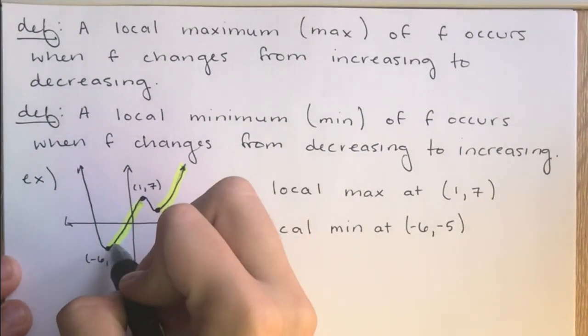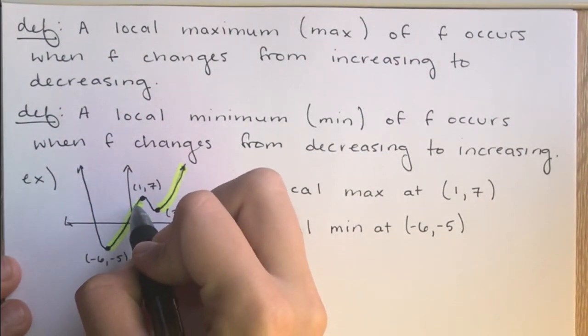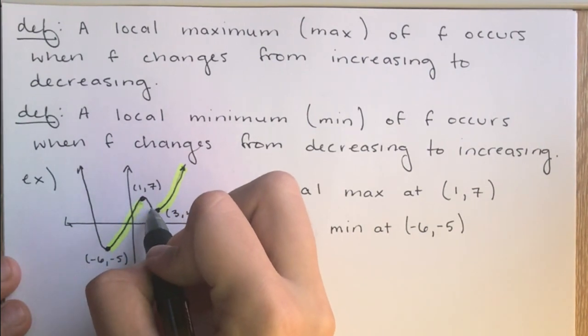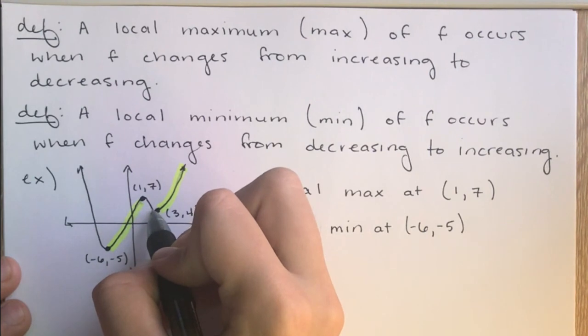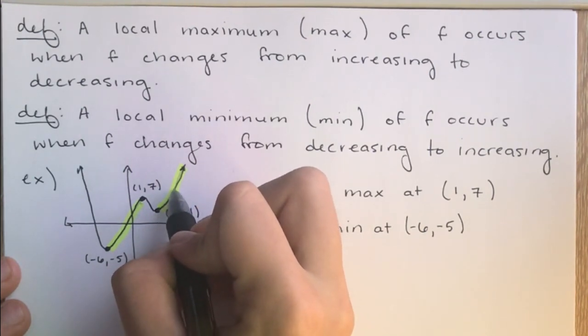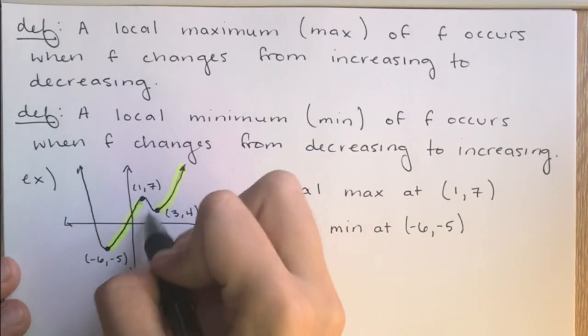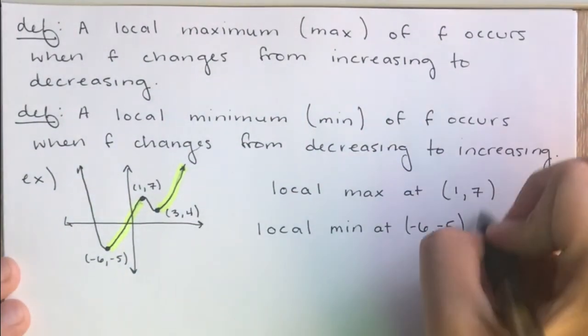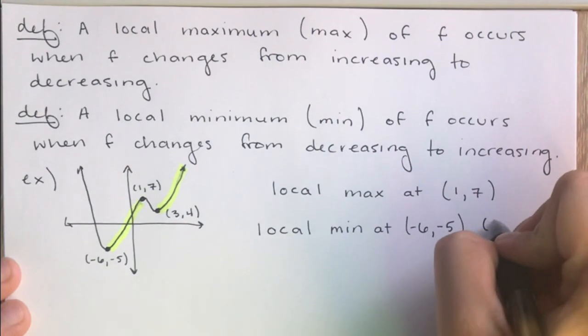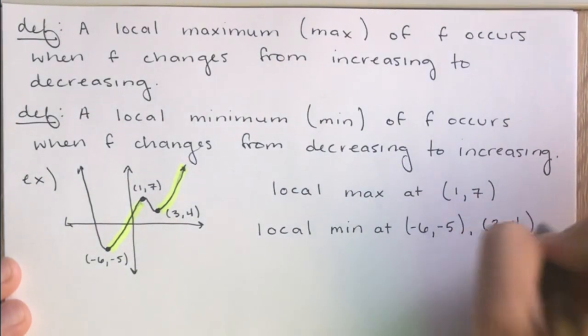And so we continue tracing along the graph. We are increasing, and then we change to decreasing. So this is our local max again. But then we're decreasing and increasing again. So looks like this is a local min. So we have a local min also here at 3, 4.